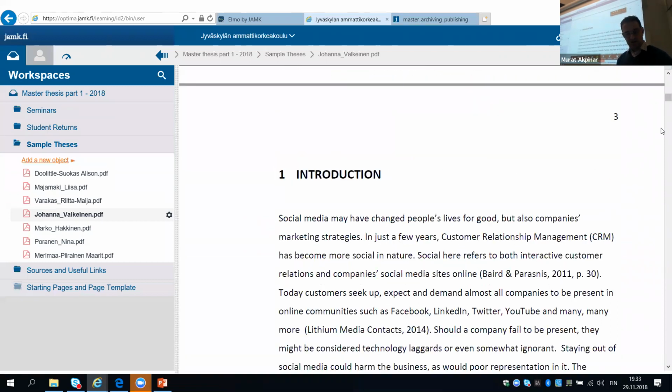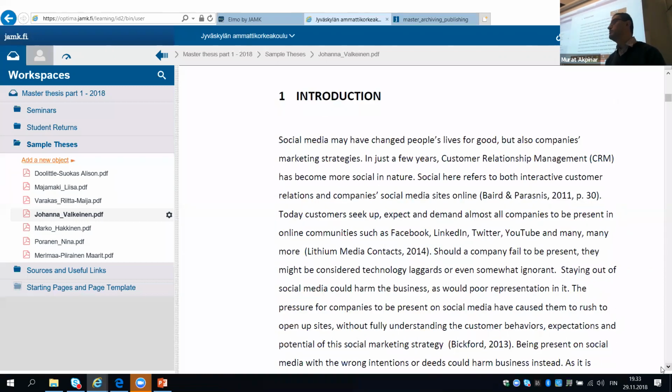So let's have a look at the introduction chapter. Now the good thing here is that already from the start, we see a diversity of literatures. That's the good thing. The bad thing is that citations are made wrongly.